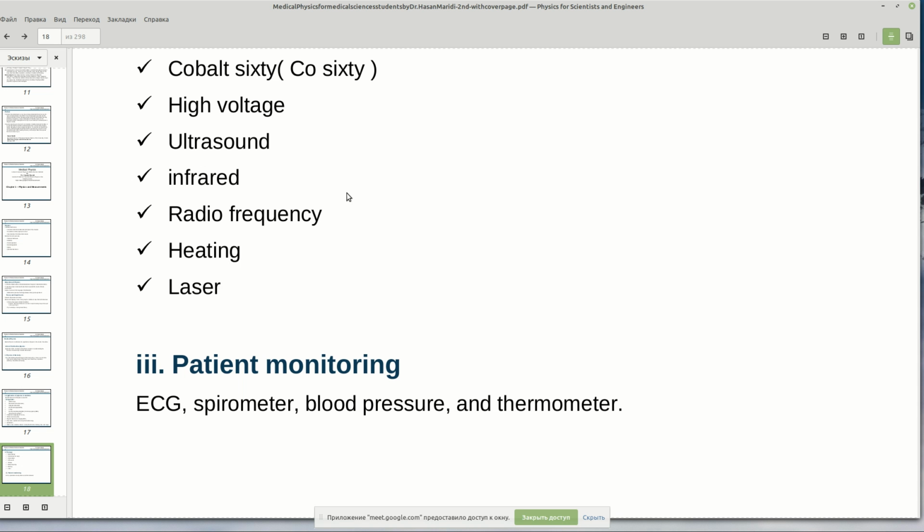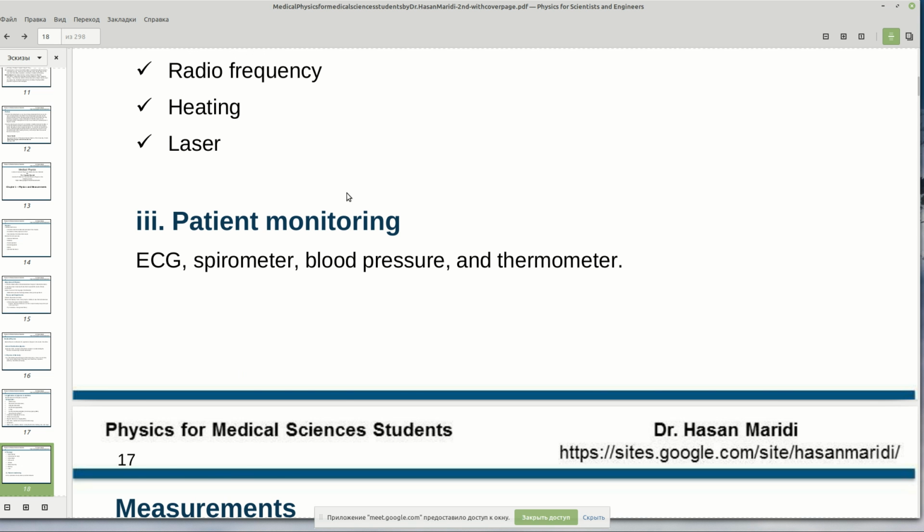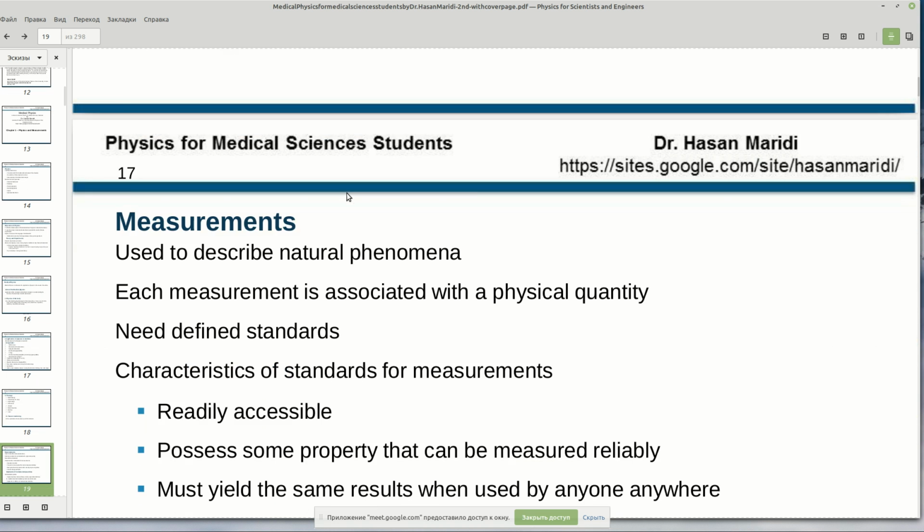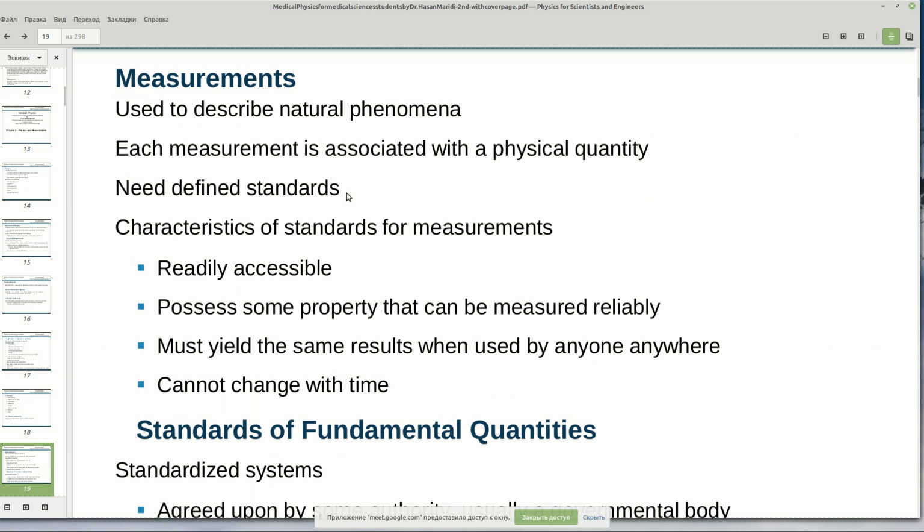Yes, it's very highly used now, and the problem of breathing after inflammation of the lungs, connecting with the problems with the coronavirus. Blood pressure and thermometer, it's everyday use diagnostic. So what measurements do we have to use to describe the nature of phenomena?